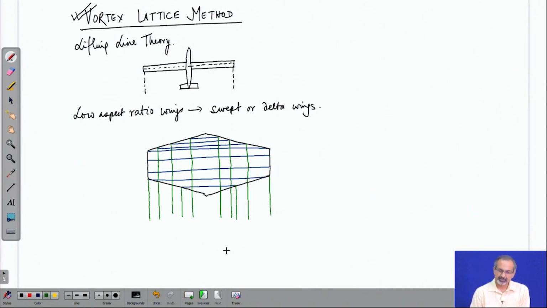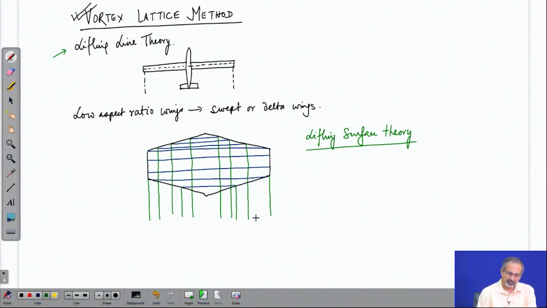So, on arbitrary planforms, you need to do more than what lifting line theory will do for you, and this takes us close to what is called the lifting surface theory, where we try to use a large number of horseshoe vortices to span the entire wing planform.